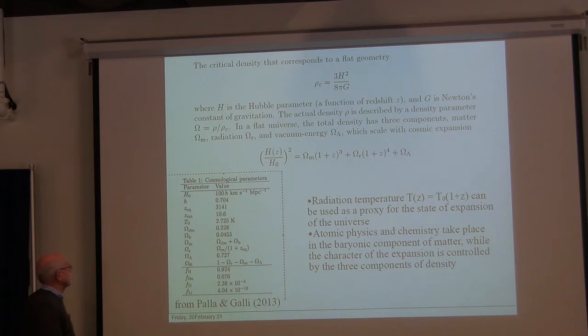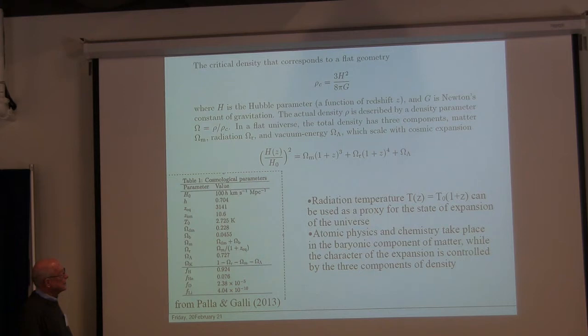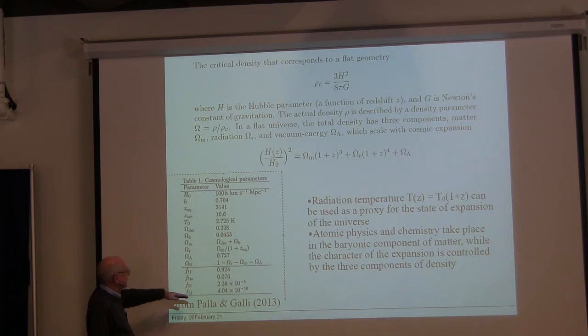Another equation is one that simply relates the expansion rate, in terms of the Hubble constant, as a function of the redshift. It relates the expansion rate to the different components of density, the matter, the radiation, and dark energy or the cosmological constant, whatever you want to call it. And so the numbers that actually define these properties are fairly well known.